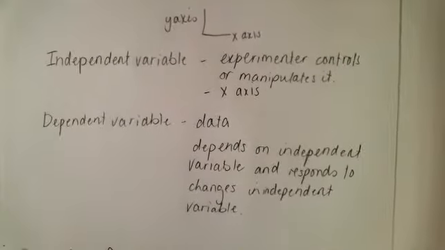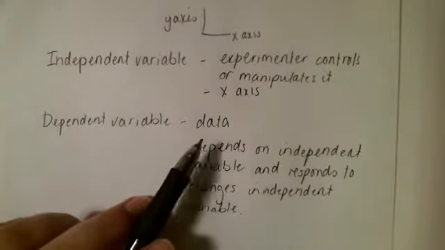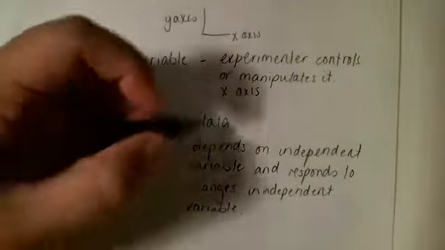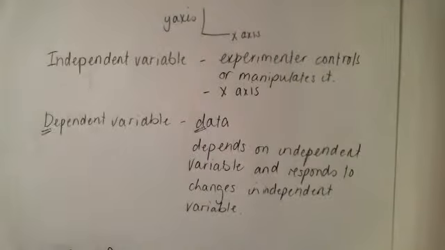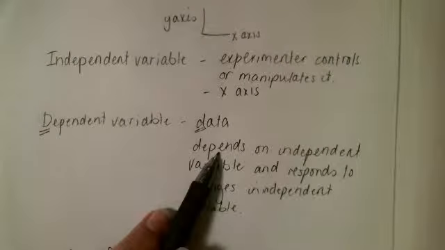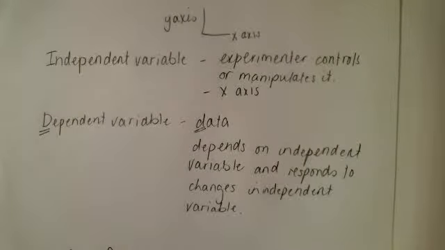Okay. Your dependent variable is the data that you collect. D for dependent variable. The dependent variable depends on the independent variable and responds to changes in the independent variable.